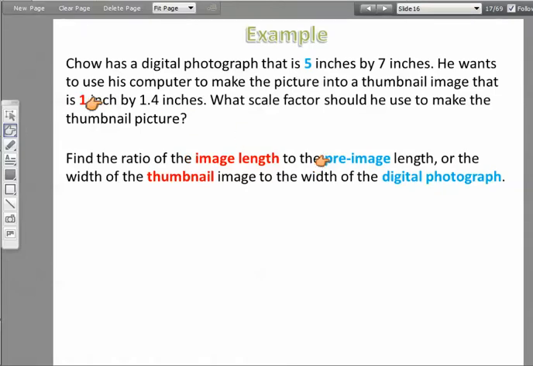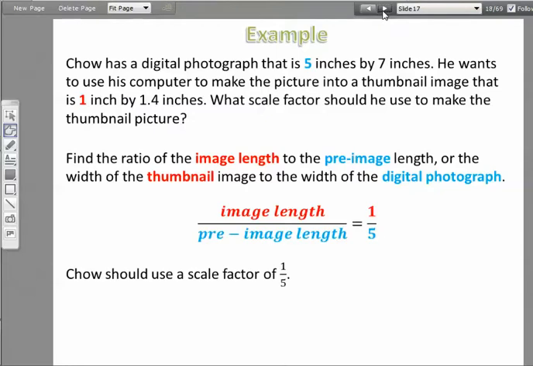So find the ratio of the image length to the pre-image length. My image length is going to be 1. My pre-image length is going to be 5. I just went ahead and highlighted this for you, so you realize the thumbnail is the image, the digital photograph is the pre-image. So my image length, which is 1, over my pre-image length, which is 5. You'll always set up your fraction just like this with your image on top, your pre-image on bottom. So you have 1 over 5. Chow should use a scale factor of 1/5. You always reduce them as well, but this can't be reduced any further.